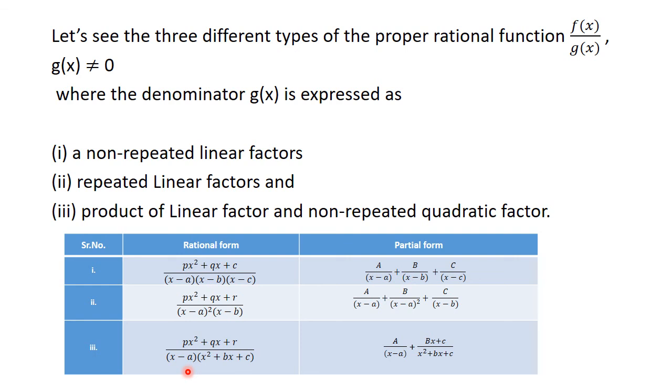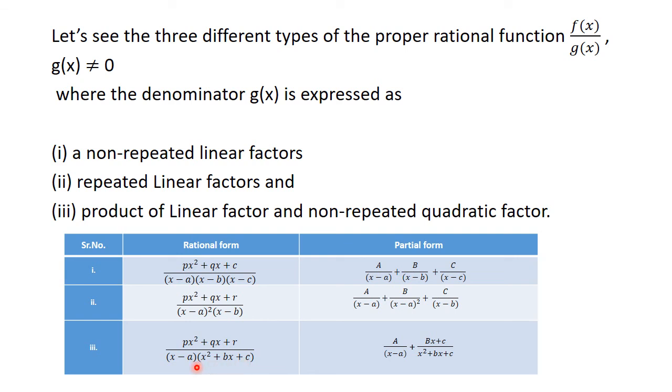Now come to the third type. If there is a product of a linear factor and a non-repeated quadratic factor, it is a quadratic factor because the power of x is 2. So it is a linear factor x minus a, and this is a quadratic factor.